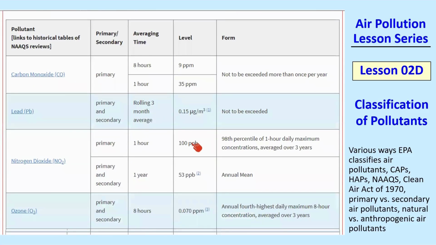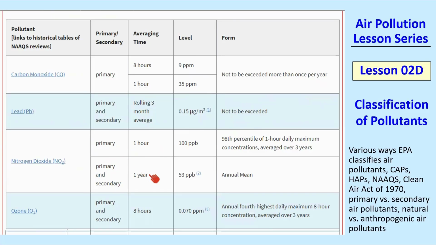Let's just take one of these here, carbon monoxide, a primary standard. There's no secondary listed. And then often they'll have 1, 2, or 3 different ones. 8 hours, 9 ppm of CO is considered safe, and 35 ppm for 1 hour is considered safe. And then it also gives some notes like no more than once per year. And you do the same thing with lead and nitrogen dioxide.